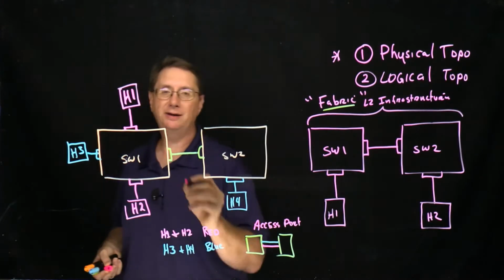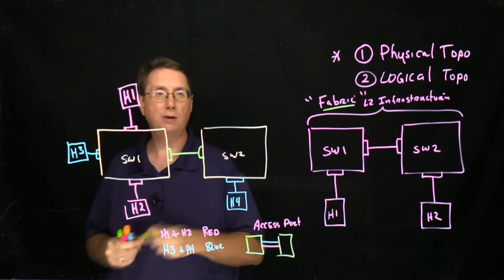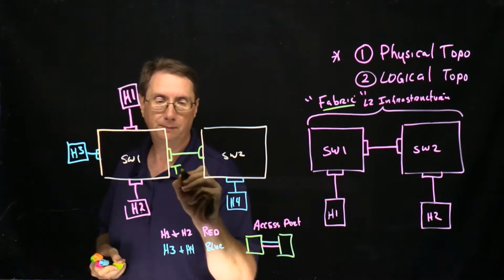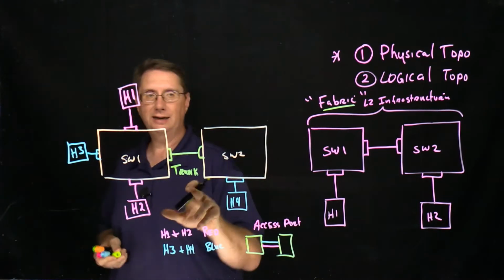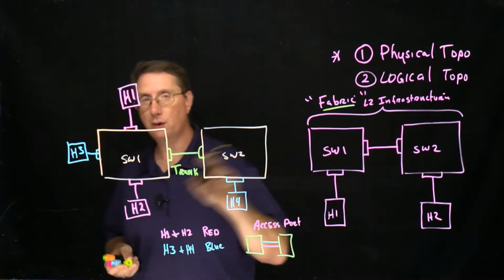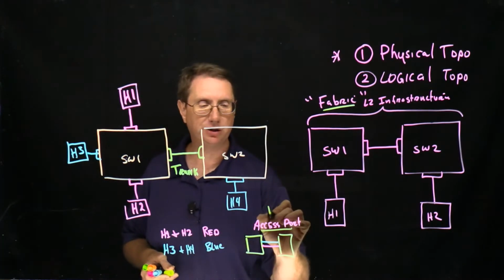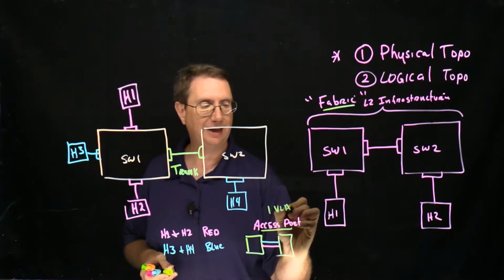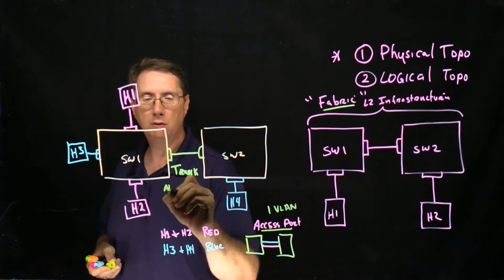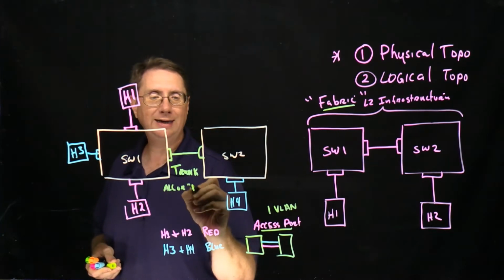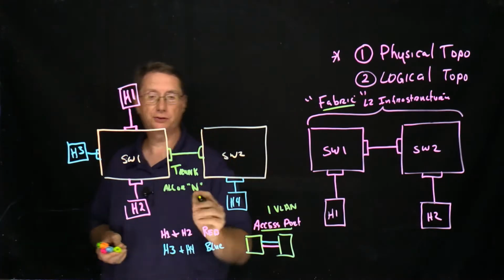So the terminology that we're employing here is a concept called a trunk. Now a trunk is a link, but an access port is also a port connected to a link. It's just that an access port allows me to transport one VLAN. A trunk allows me to transport all or N VLANs. What I'm alluding to here is the fact that I can do filtration.